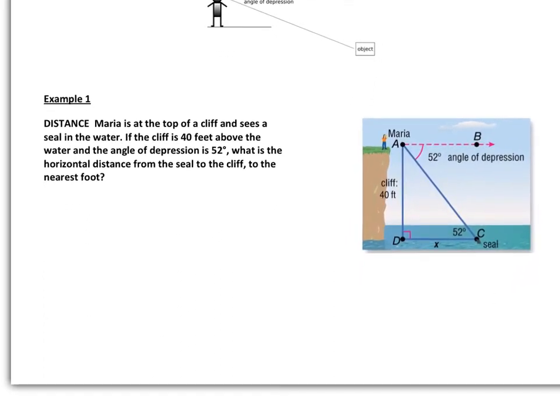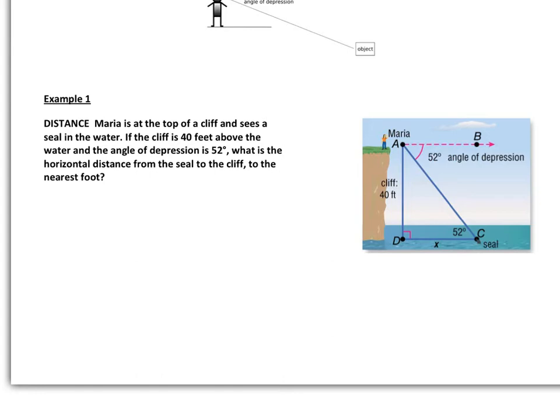In example 1, Maria is at the top of a cliff and sees a seal in the water. If the cliff is 40 feet above the water and the angle of depression is 52 degrees, what is the horizontal distance from the seal to the cliff, to the nearest foot? Well, the angle of depression, 52 degrees, is from the horizontal, from AB here, not inside this triangle. That's very important, and a lot of students have the misconception that they look at this angle as the angle of depression. So don't fall into that trap.